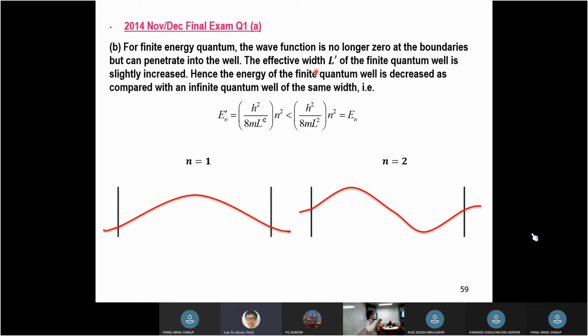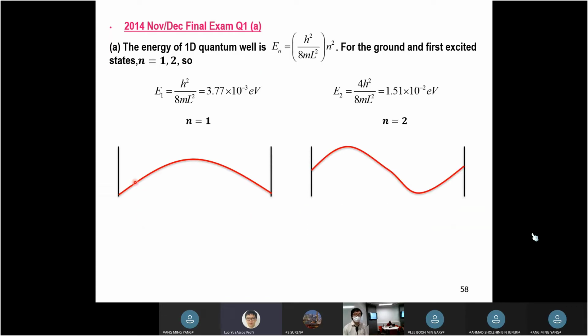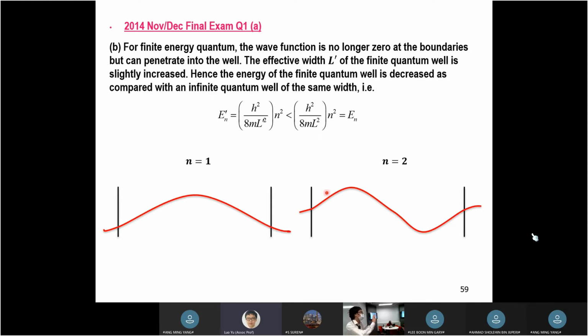Or if you directly said, because the electron has a certain tail outside the well, so the energy will decrease, that will directly give you 6 marks. So what we are looking at is that the energy is decreasing. If you do not get the conclusion that energy decreases, but say that the effective width of the quantum well increases, that will be about 3 marks. Then you draw the plot for the finite quantum well, you just modify the original solution. It has a certain tail outside the wall, 3 marks. So 3, 3, 6, 12 marks in total.